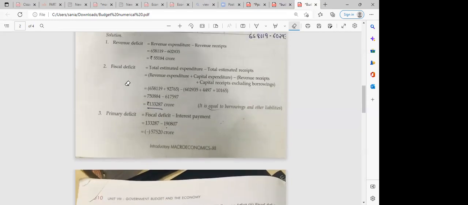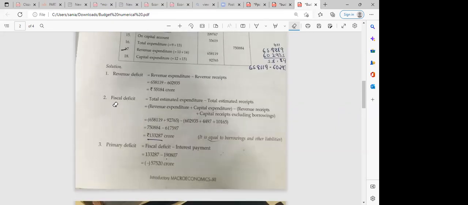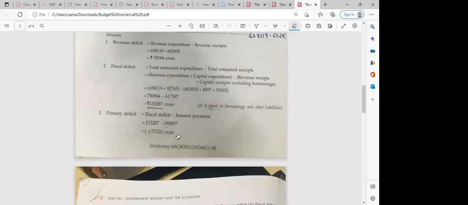Next, your primary deficit, which is very obvious. You took out this fiscal deficit, right? So you will be writing the fiscal deficit over here, and the interest payment was given over here, right? So you will be subtracting it and your answer will be this. Okay, got it, everyone?